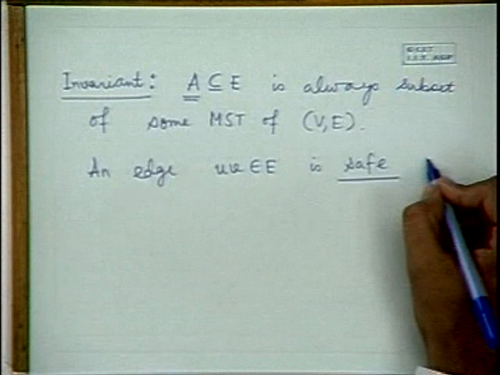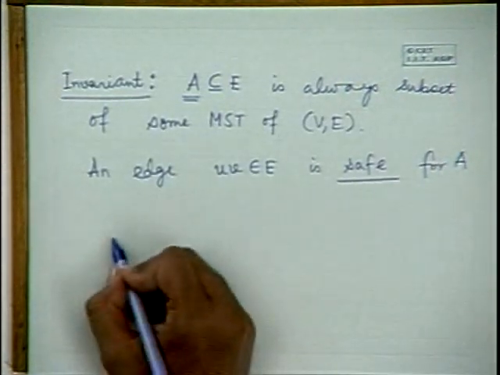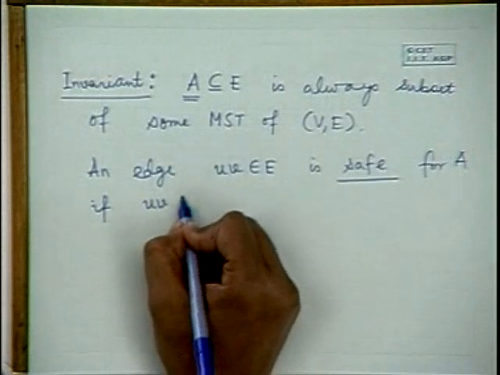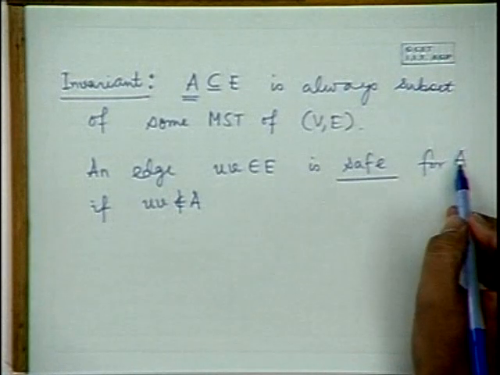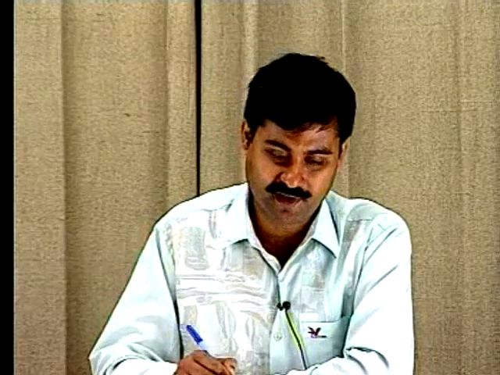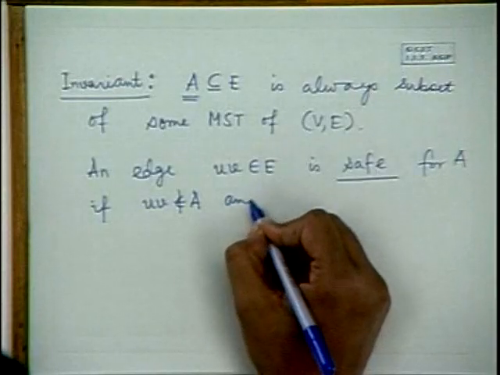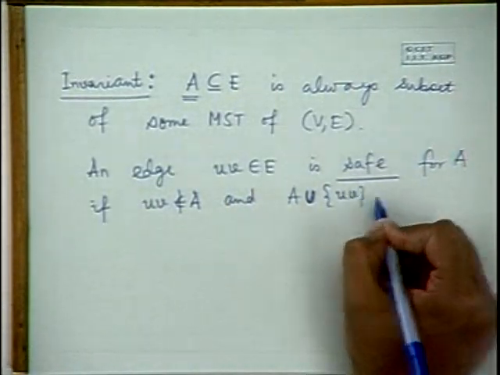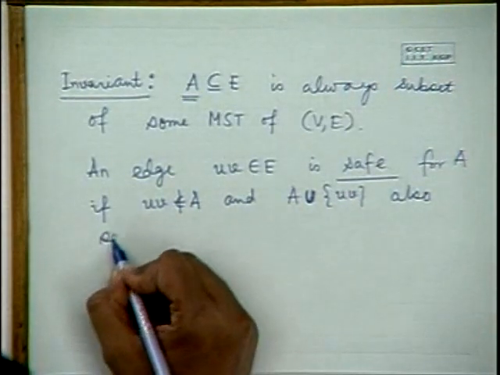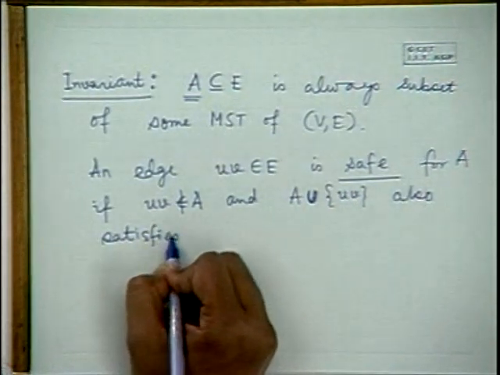It is safe for A if UV does not belong to A. So far we have chosen a set of edges which we are sure are included in some minimum spanning tree. Now I take another edge UV which does not belong to this set A yet. We say that edge is safe if A union this edge UV also satisfies the invariant.